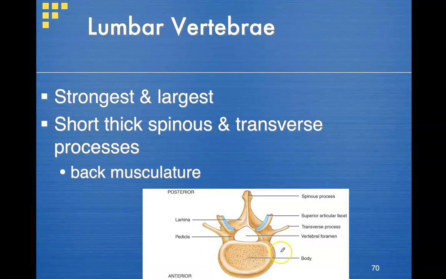So again, they're going to have this really bulky body. You have these short, thick spinous processes. Again, they're going to be really thick for larger muscle attachments. And then the transverse processes here will be short and thick as well. You'll see this in another view in just a minute. And then you see all the same features that you normally would. These short, bulkier processes are going to allow for some of these larger muscle attachments for the back musculature.